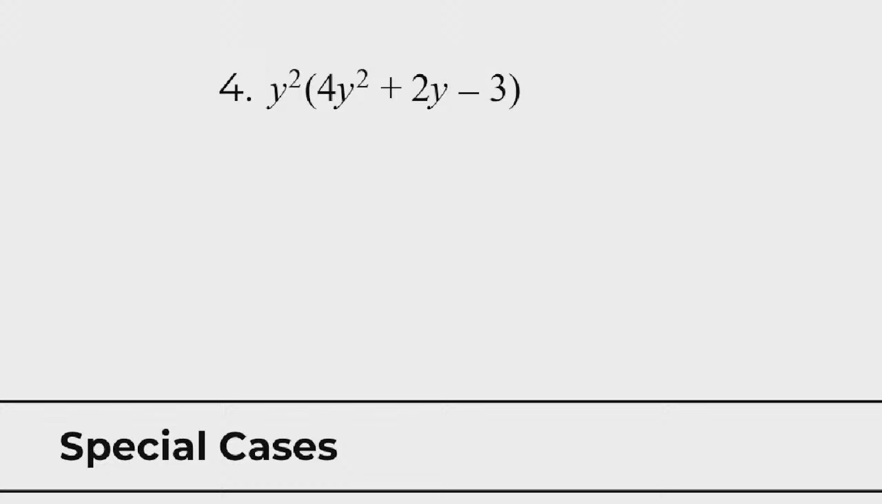Okay, next one we are multiplying or distributing, so we're just going to distribute y squared to everything. So we get 4y to the fourth plus 2y cubed minus 3y squared. And we can't combine any like terms, so this is going to be the final answer.